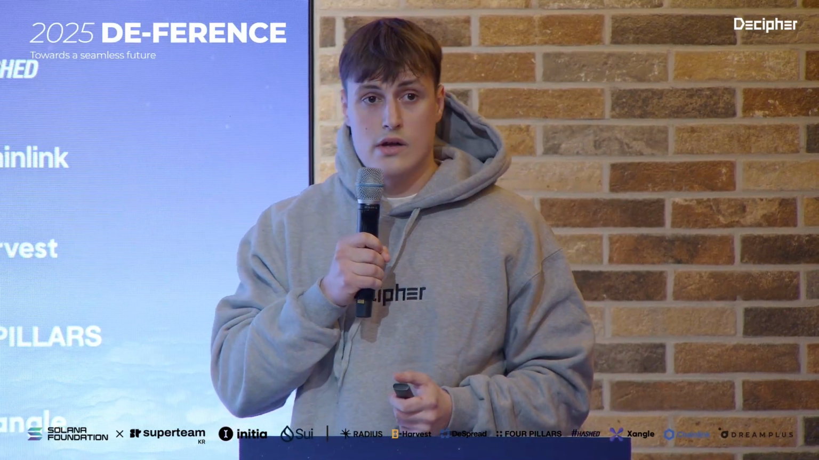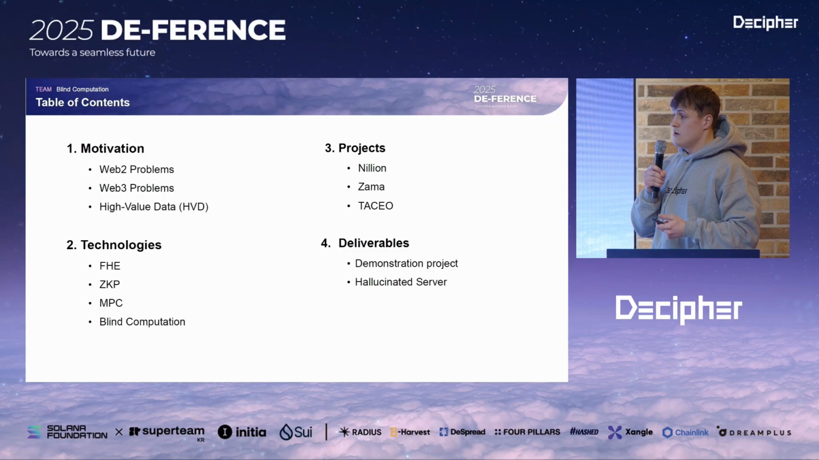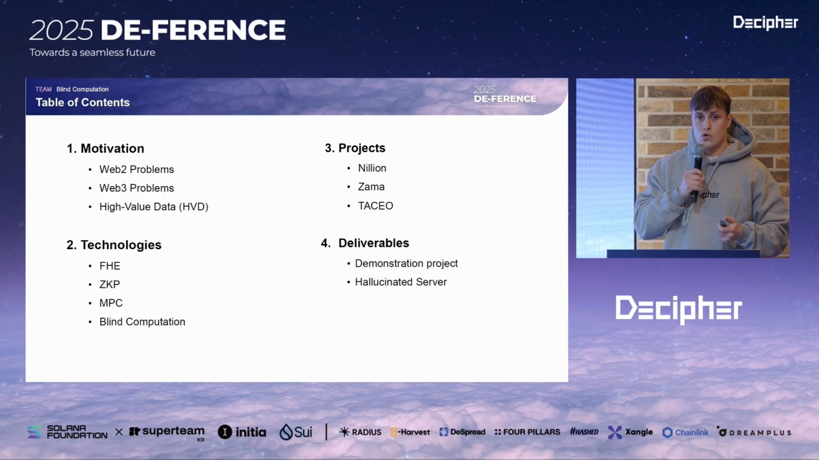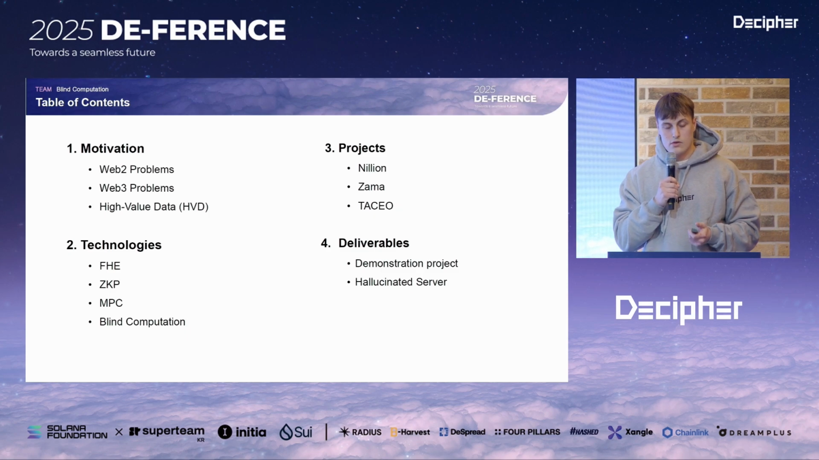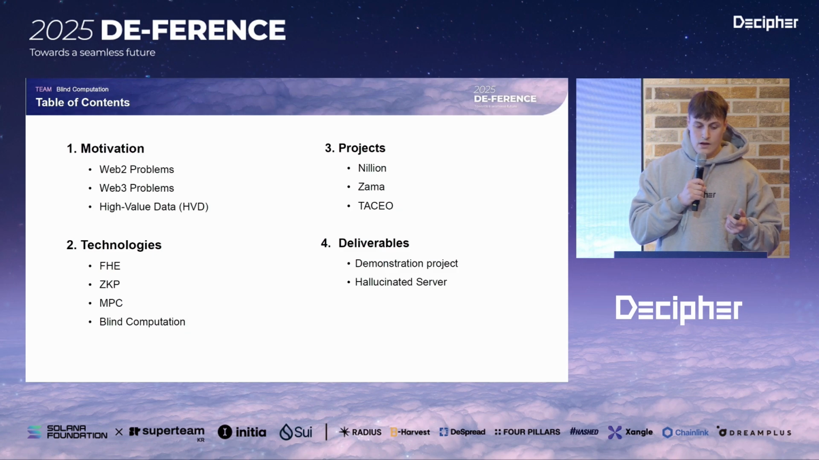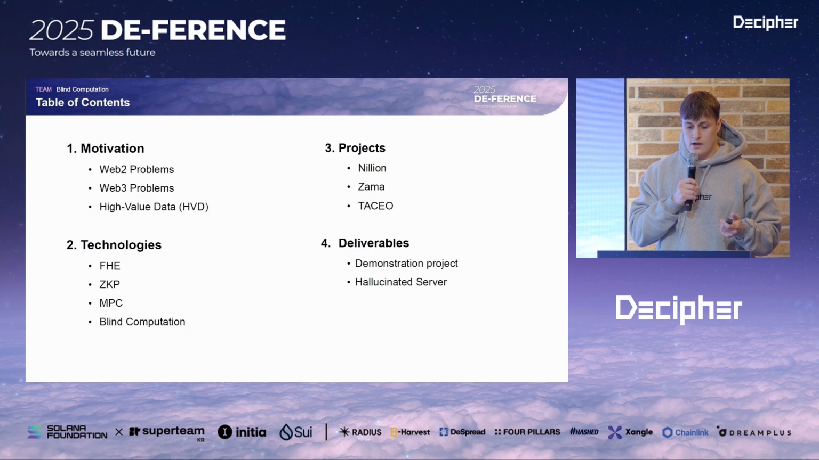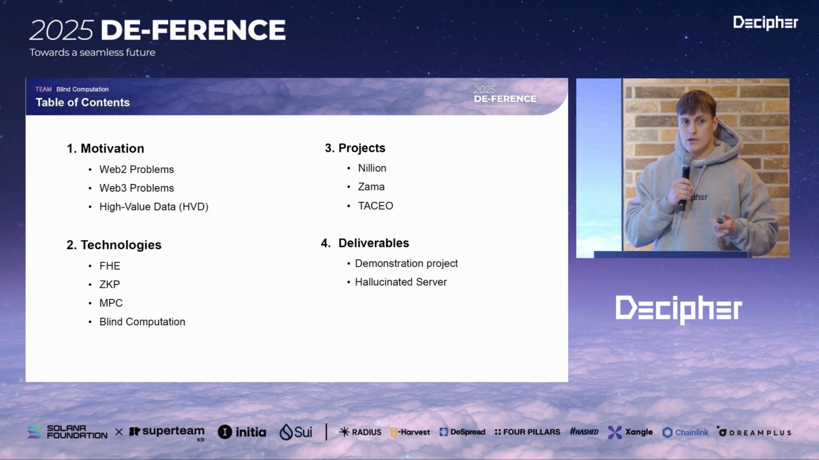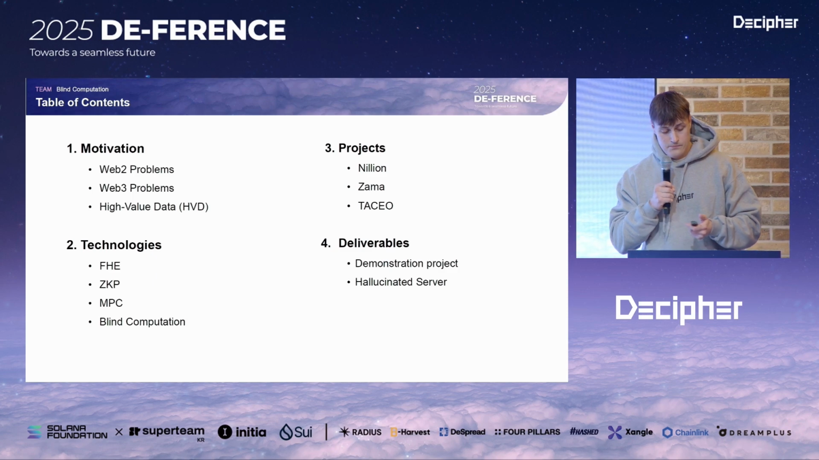Now, let's take a look at the contents of the presentation. I will start with motivation, discuss why privacy is important and what problems it faces currently. Then, I will talk about several technologies that protect it. We will discuss their benefits and also limitations. After, I will look into projects that are built using these technologies and follow the notion of blind computation. Lastly, we will show you our project that we built for demonstration.